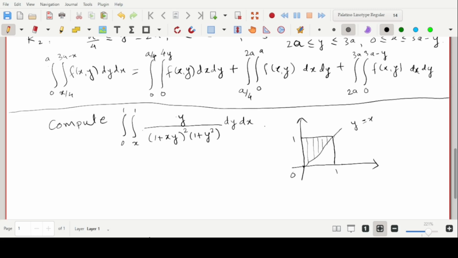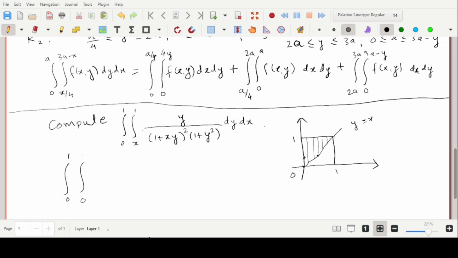Now we want to first fix y, and then see for every y between each two values x varies. So y will vary from 0 to 1, and for every y, x will vary from 0 to y. Okay, this is the line x equal to y. So this can be written as y will vary from 0 to 1, x is varying from 0.